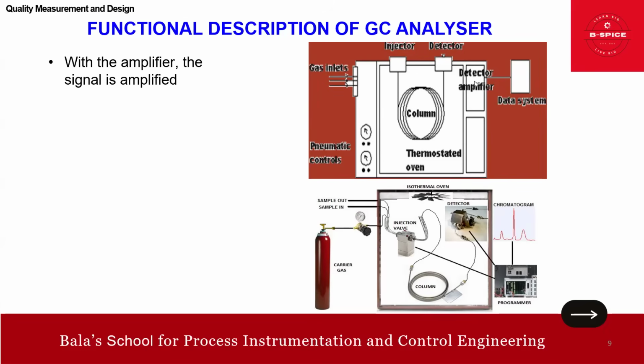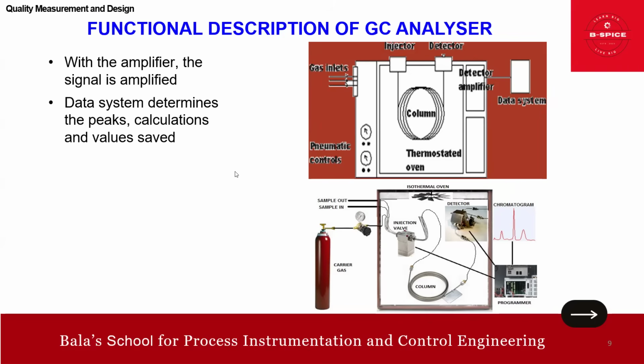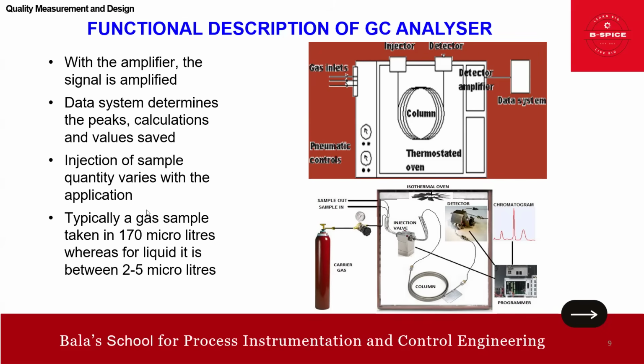A few more things to add. Here we have the amplifier, and with the amplifier the signal is amplified. The data system determines the peak calculation, and the values are saved in this data system. The injection sample quantity varies with the application. Typically, and this is very important, a gas sample is taken in 170 microliters, whereas for a liquid sample it is between 2 to 5 microliters.